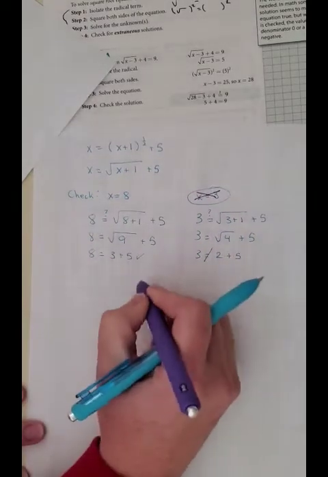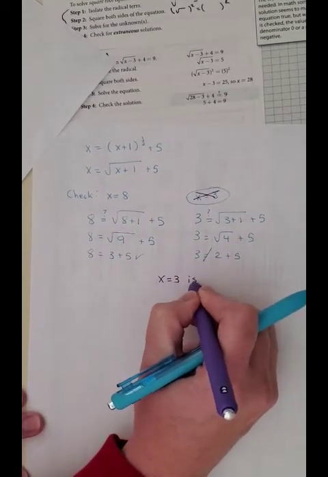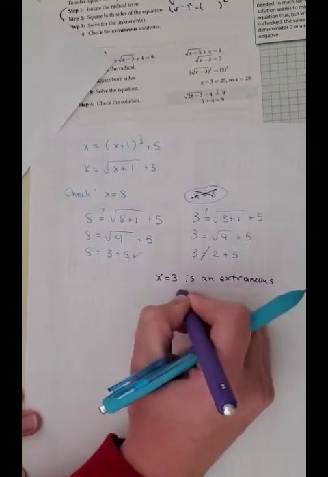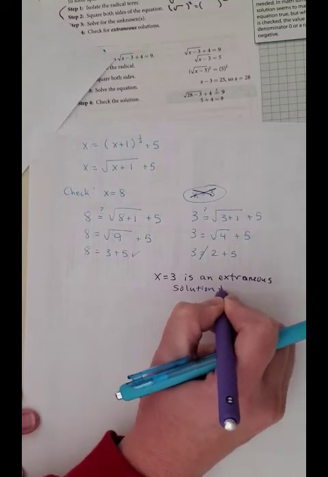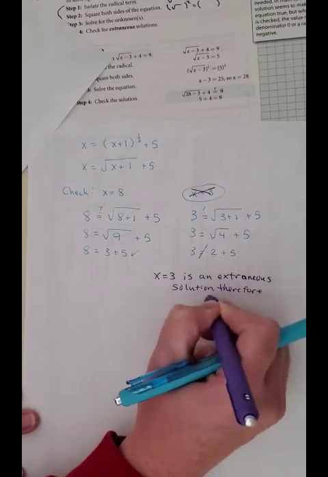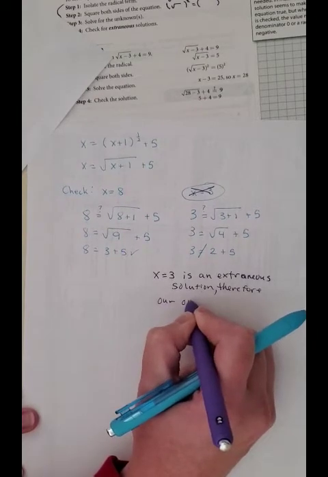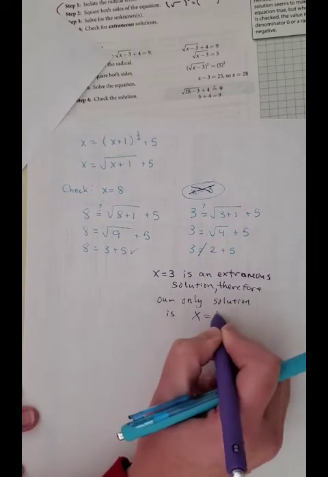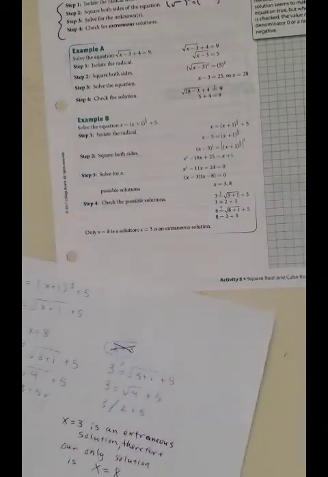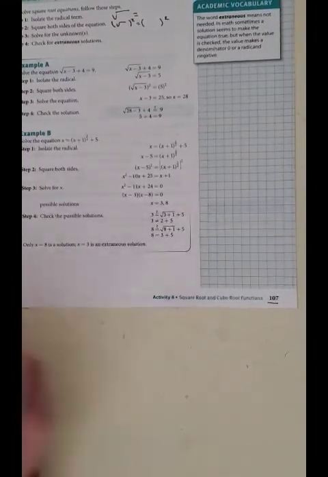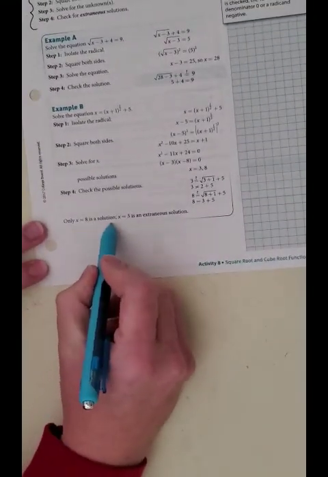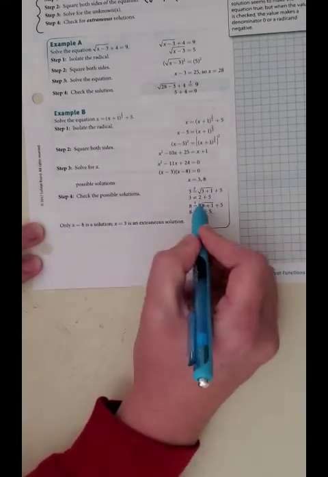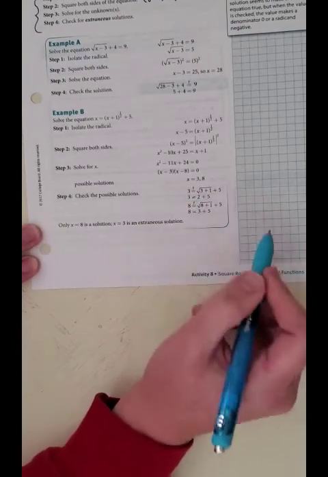And so we would say x equals 3 is an extraneous solution. Therefore, our only valid solution is x equals 8. And so they actually do the same thing here. Only x equals 8 is a solution. x equals 3 is an extraneous solution. And they said it's an extraneous solution because they're not equal.